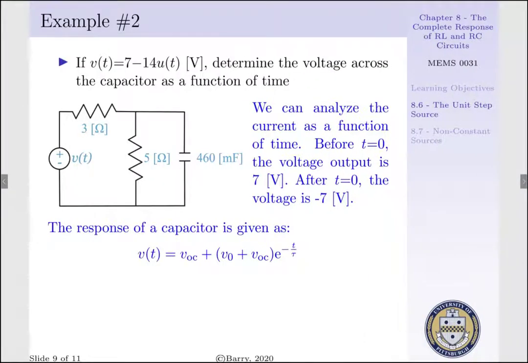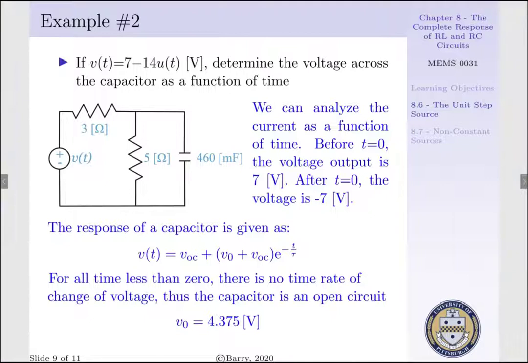The response of the capacitor, given as a function of time, is V of t, our voltage potential established across our capacitor, is equal to our source voltage, VOC, plus a quantity, VO, which is our initial voltage, plus VOC, quantity e to minus t per tau. For all time less than 0, since we have a constant voltage potential across our system, there is no current flowing through our capacitor, and our capacitor is behaving as an open circuit.